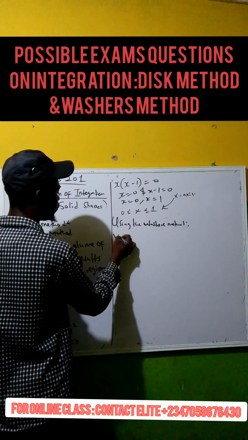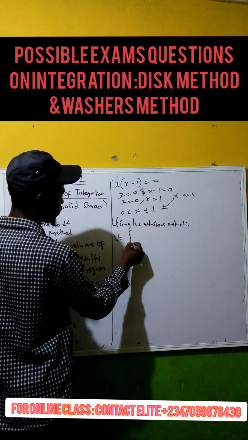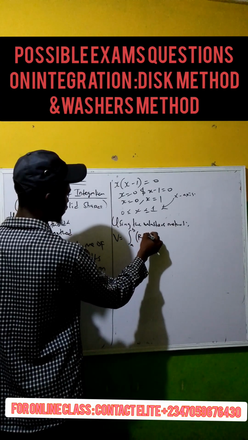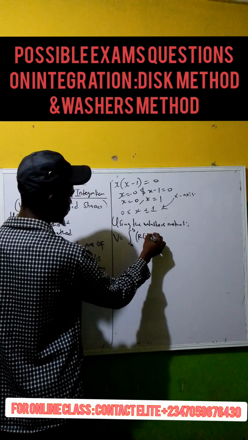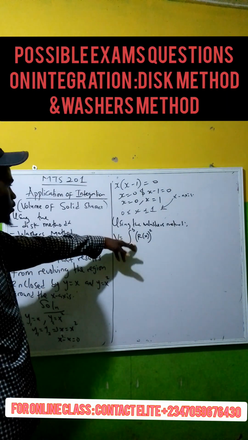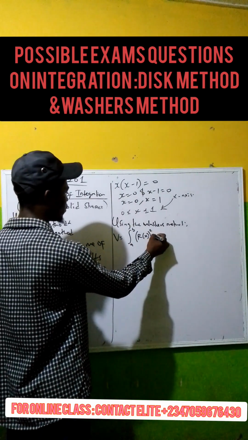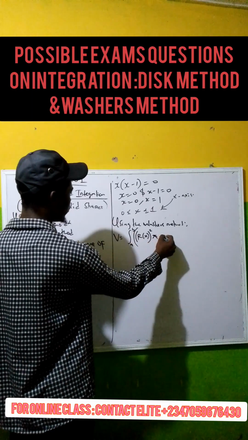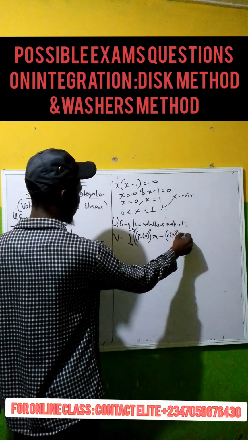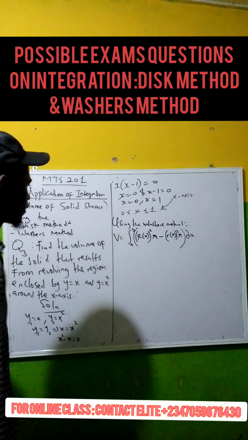Now V equals the integral from a to b for the x-axis, of the big R of x, all squared, times pi, minus the small r of x, because you have two radii here, all squared, times pi. So this is the formula for the x-axis.